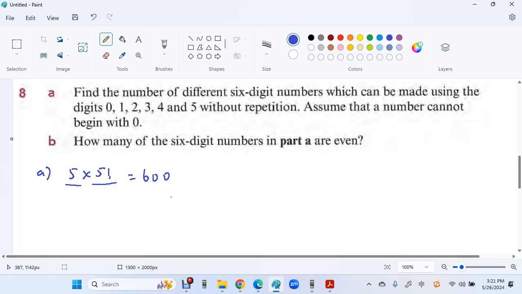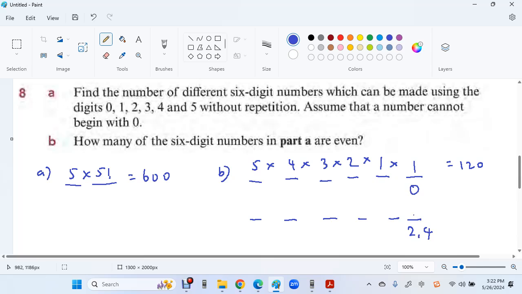And then B, how many of the 6-digit numbers in part A are even? So even, it must end with 0, or it can end with 2 or 4. If it ends with 0, then we have 5 4 3 2 1. So this is actually 5 factorial, 120.